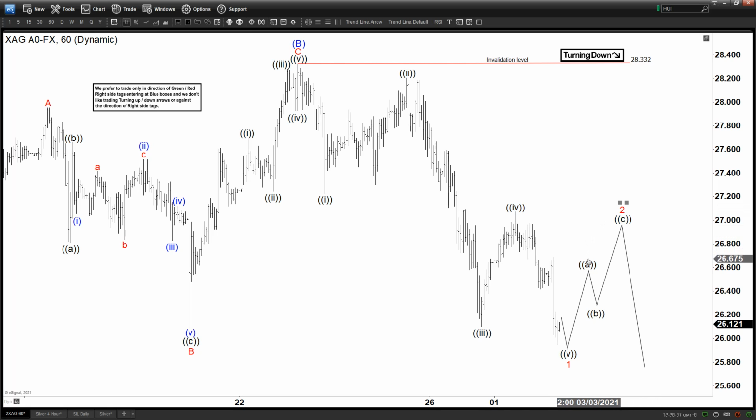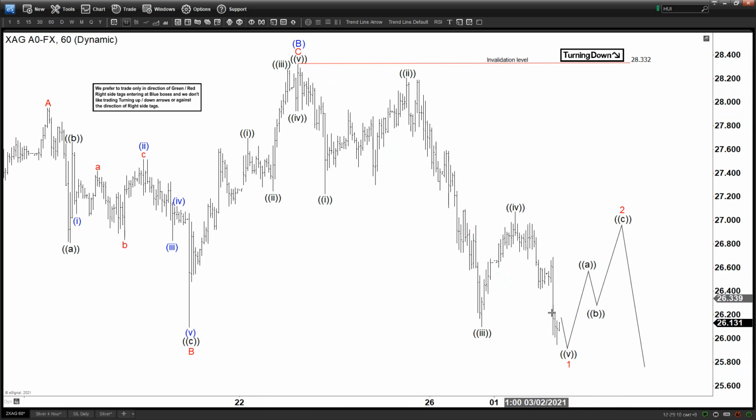We are going to give you guys an update on silver. This is a 60-minute chart. You need to watch the entire video to understand exactly what the bias is and some alternatives that we are looking at. If we just take a look at the 60-minute chart, basically we are within the wave C to the downside.